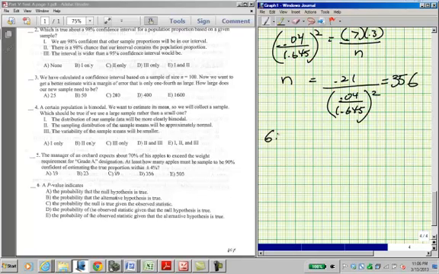A p-value indicates E, the probability of the observed statistic given that the alternative hypothesis is true. No. Everything is in terms of the null. Why? We're not attacking the alternative hypothesis. We're attacking the null hypothesis. We accomplished nothing if we somehow fail to prove the alternative hypothesis. It's the null hypothesis that we are interested in overthrowing. So the only right answer is D.